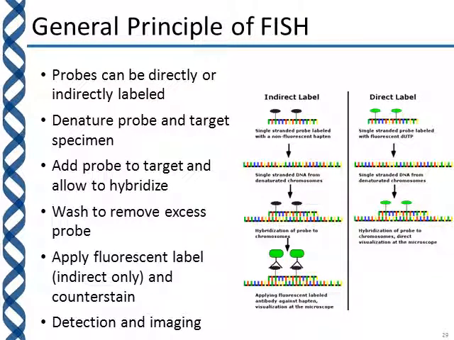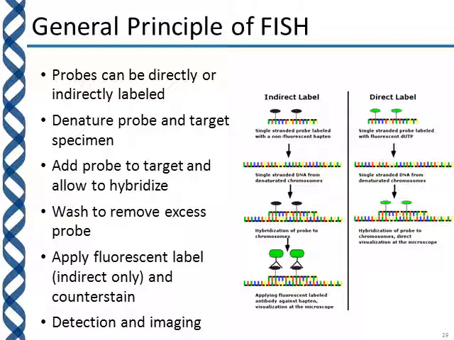So for the general principle of FISH, probes can be directly or indirectly labeled. You denature the probe and target specimen. You add the probe to the target and allow it to hybridize. You wash to remove excess probe. You apply the fluorescent label, this is then the indirect condition only, and counterstain. Then there's the detection and imaging.